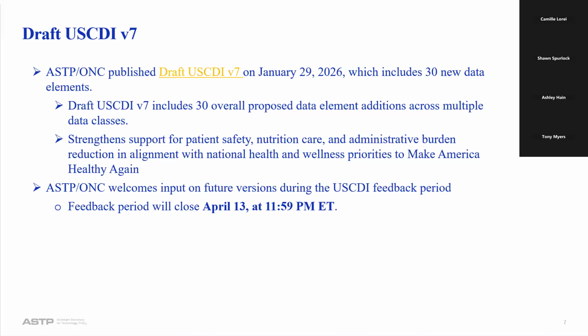The annual cadence of the US Core Data for Interoperability is underway. At the end of January, we were able to draft USCDI version 7. It's kind of hard to believe that we're already in version 7, but there are 30 overall proposed data element additions across numerous data classes that are really meant to strengthen support for patient safety, nutrition care, and administrative burden reduction. And this is all well in alignment with the Make America Healthy Again emphasis of this administration.